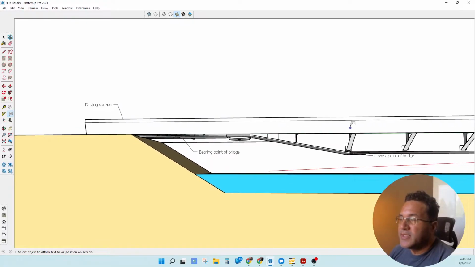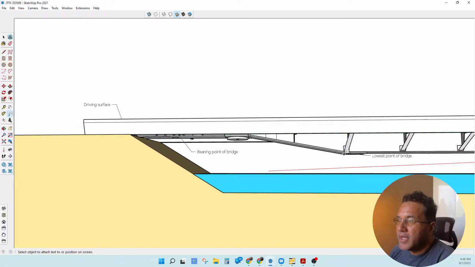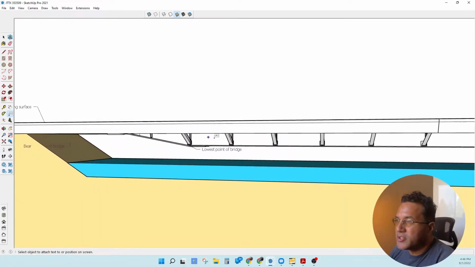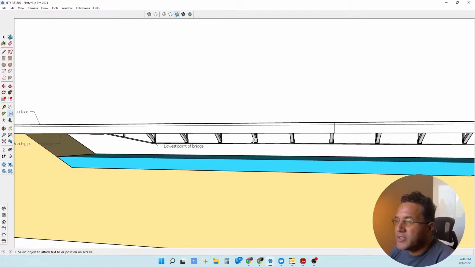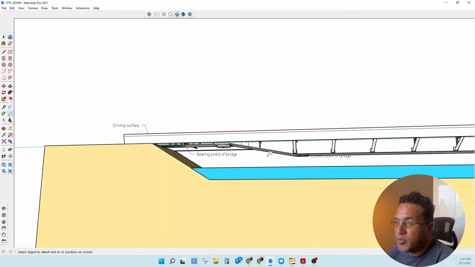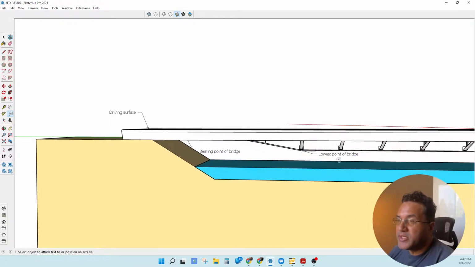Like if we were to take this 90-foot long rail car and cut it right here, and now we're just using this deep section as the bridge. Some bridges are the same height all the way through. This particular one is not. So we have the bearing point and the lowest point of the bridge.